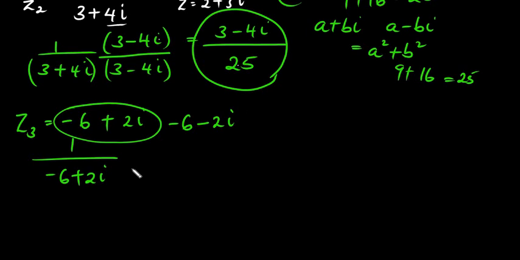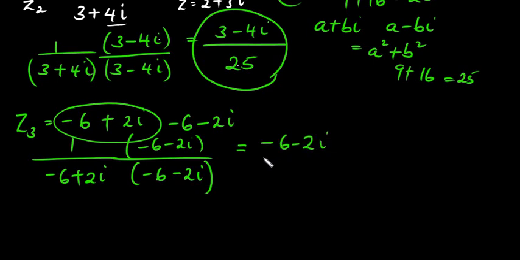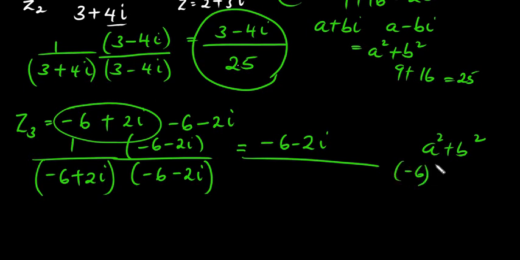So let's multiply by negative 6 minus 2i, and still on the numerator we multiply by negative 6 minus 2i. On the numerator we're going to have negative 6 minus 2i, and on the denominator we have negative 6 plus 2i times negative 6 minus 2i. As we said, you don't have to multiply this through the long method. You can just use a squared plus b squared. a is negative 6, we square it and add b squared, where b is 2 and we square it. So this is 36 plus 4, which is 40. So our denominator is going to be 40.